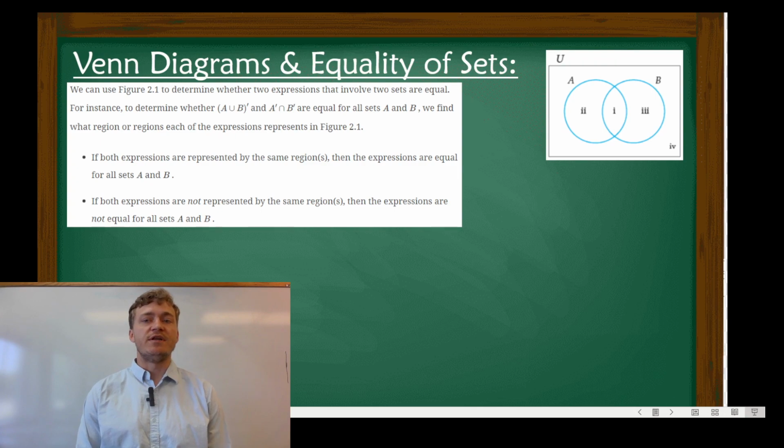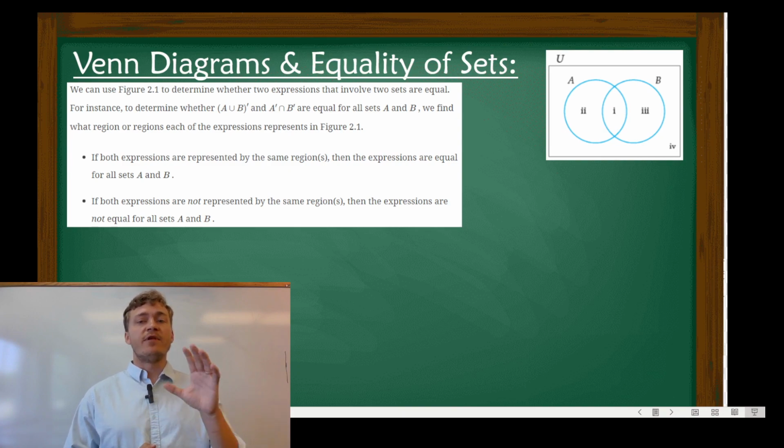We see here that if we take two sets and place them within a universal set, that is our rectangle to denote the universal set, we are going to have four separate locations. We're going to have the intersection of the two sets A and B. We're going to have the area of A that's not in B. We will have the area in B that's not in A. And then we'll have the area that is in the universal set that is in neither A nor B.